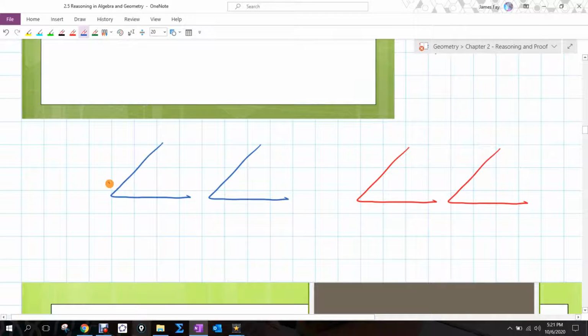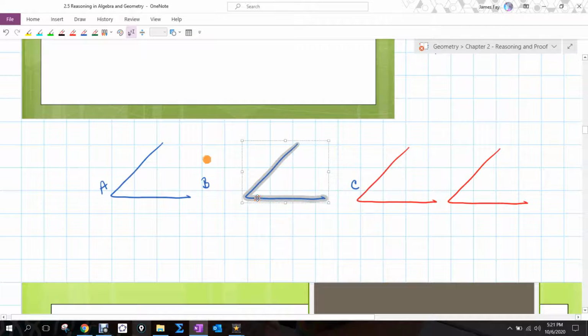All right, so if I've got angle A here and angle B, and we know they're congruent, hopefully you can argue that because I cut and pasted them, they are congruent. They're the same shape, same size, so they are congruent. And let's say I've got angle C here. Would you agree that B and C are congruent? So A was congruent to B, but B is also congruent to C.